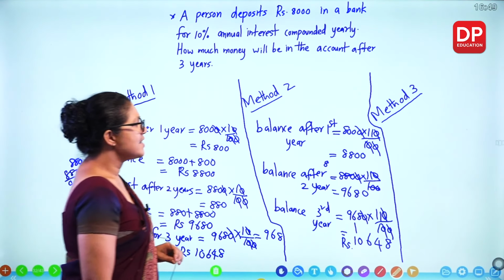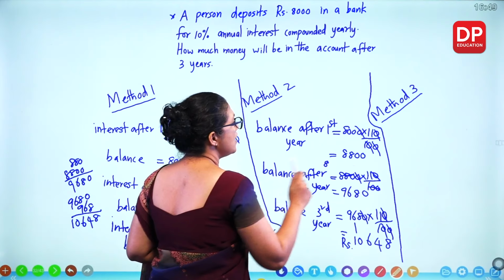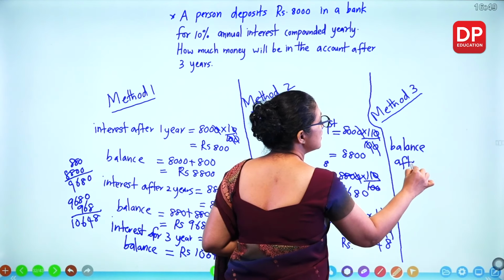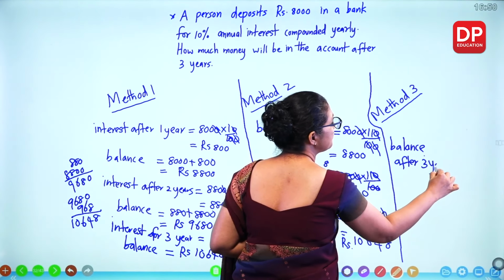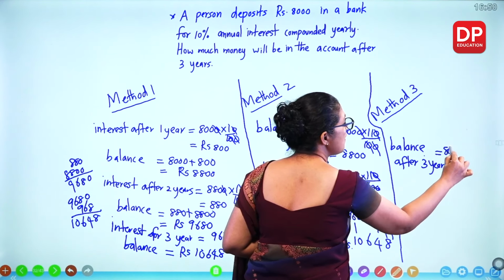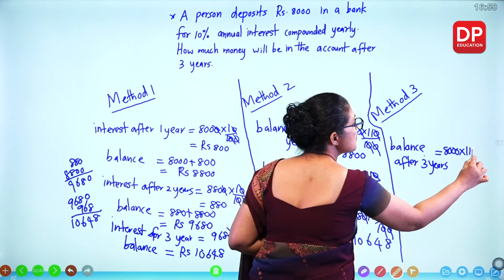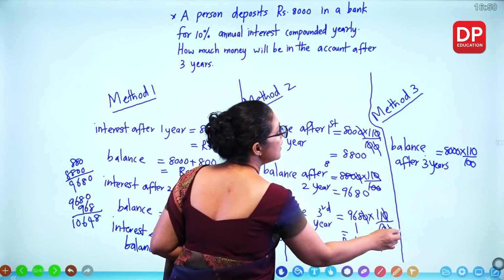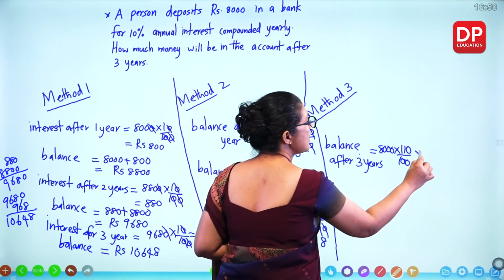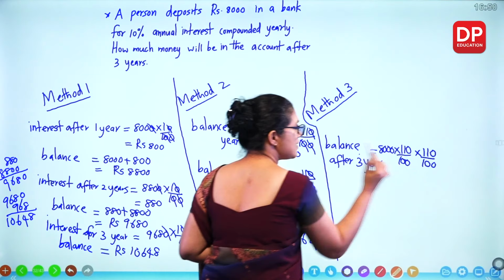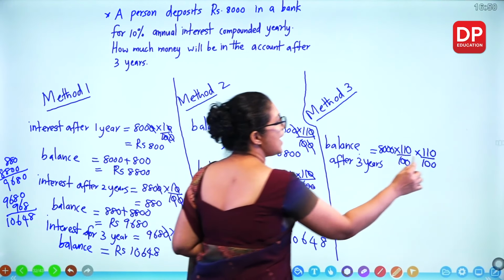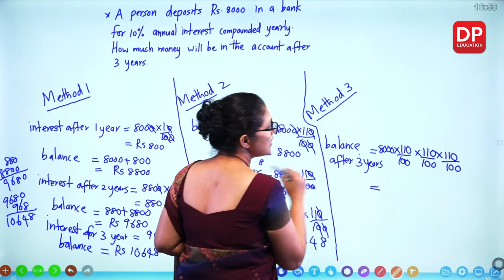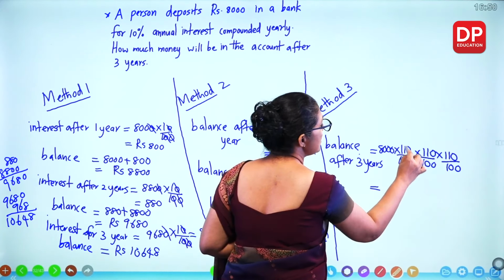Now without doing step by step, what's the third method? Straight away I can write down within one step. So balance after 3 years is equal to initial value, and this is for first year. Again we multiplied this by again 110 over 100. This is for the second year, and again multiplied by this one to get the value after third year. Now straight away I can simplify.